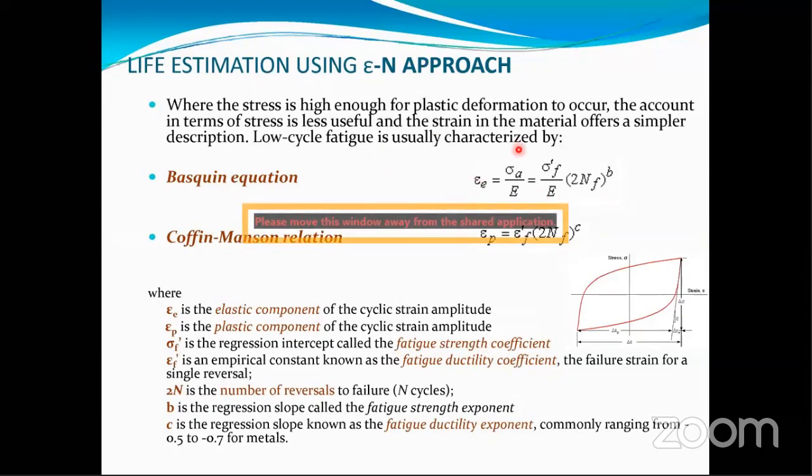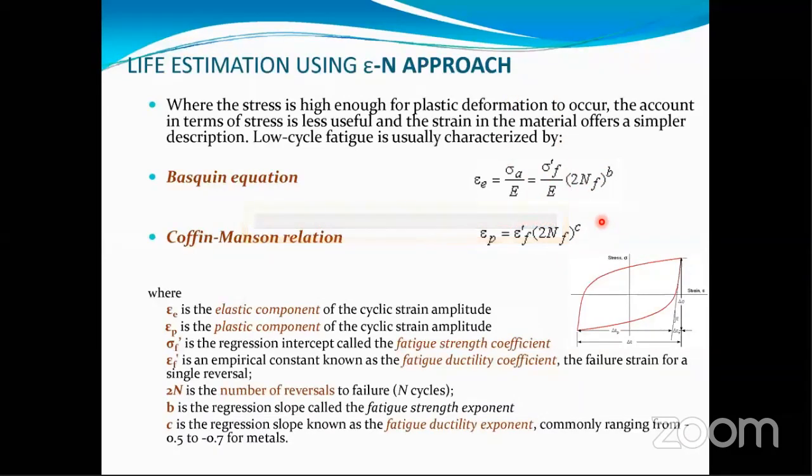We have already seen the Basquin equation. Here sigma f by E is nothing but A, and here earlier we have mentioned NF, here we are mentioning 2NF. We can mention it either way. 2NF is the number of reversals. It is not a cycle, it is reversals. One cycle is nothing but two reversals.